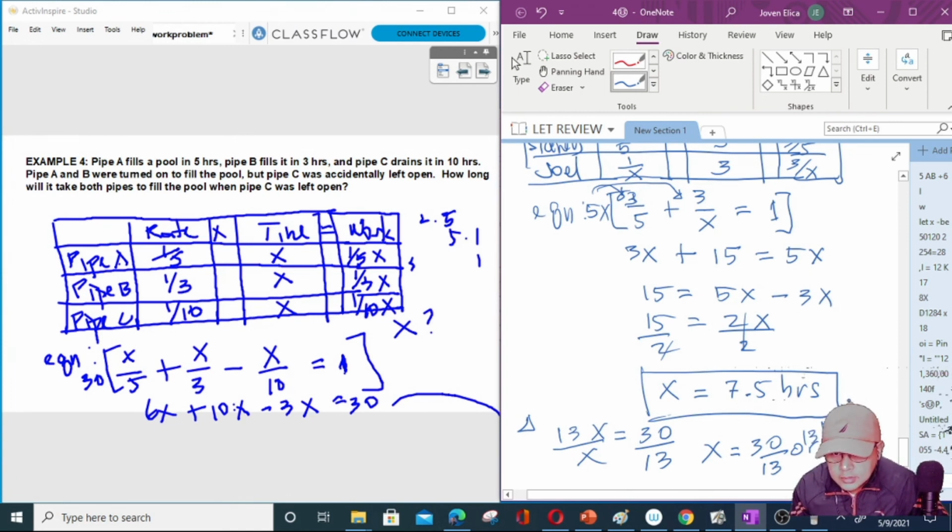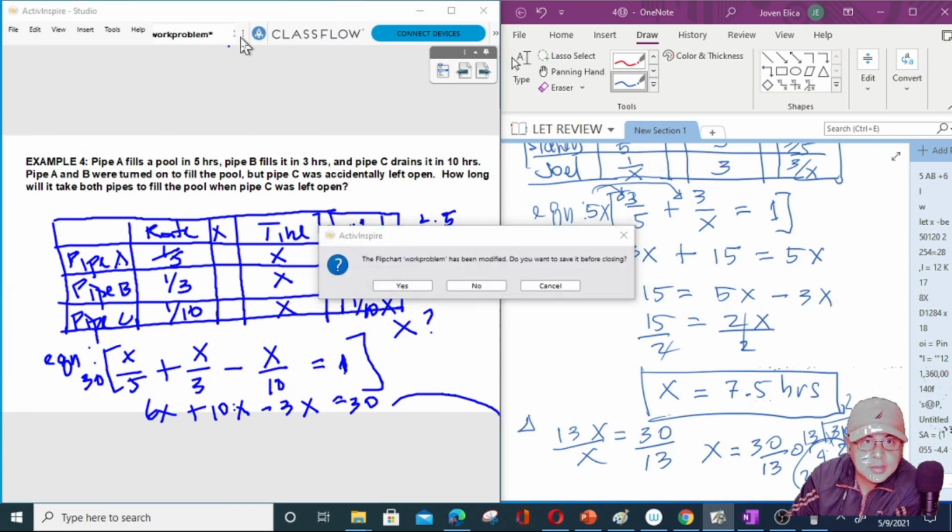13 times 2 is 26, and 30 minus 26 is 4. The answer is 2 and 4 over 13 hours to fill the pool. Okay? So now let us answer the next question, number 50.